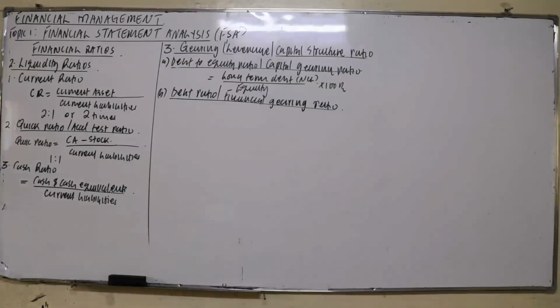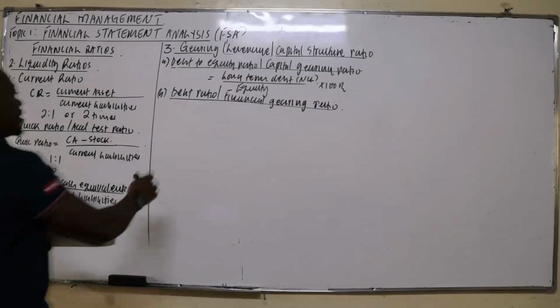This ratio indicates the ability to which the total assets of the company have been financed by the liabilities. So how do we get the debt ratio?